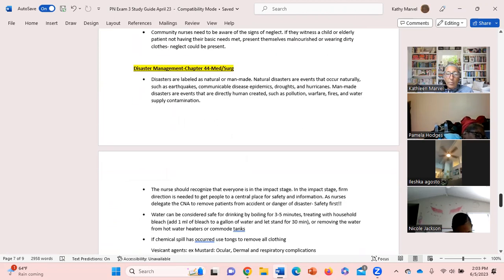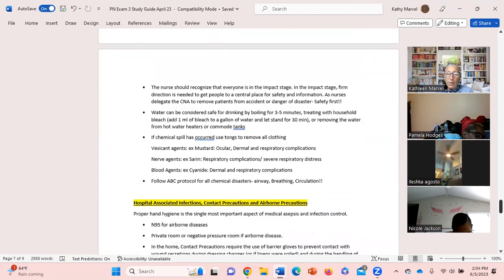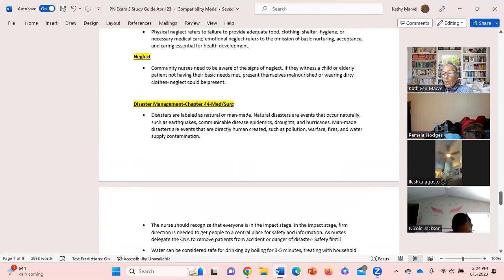And then disaster management, chapter 44 in your Med-Surg book. Here's what you need to know about disaster management. Why is disaster management covered in this class?